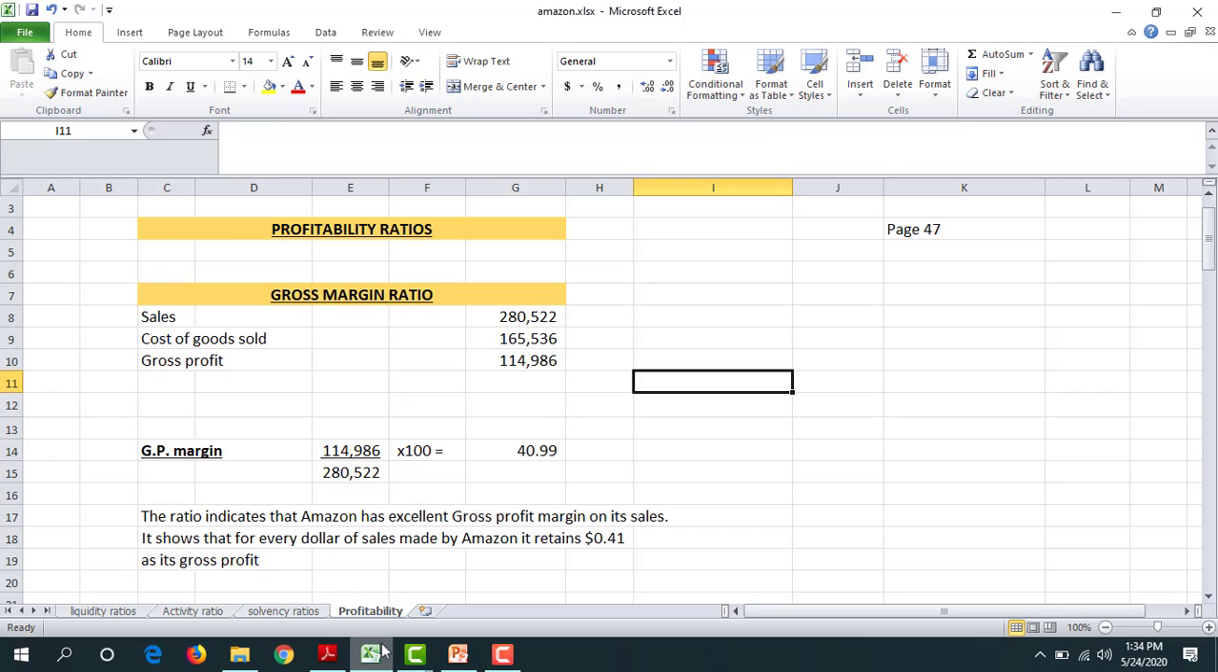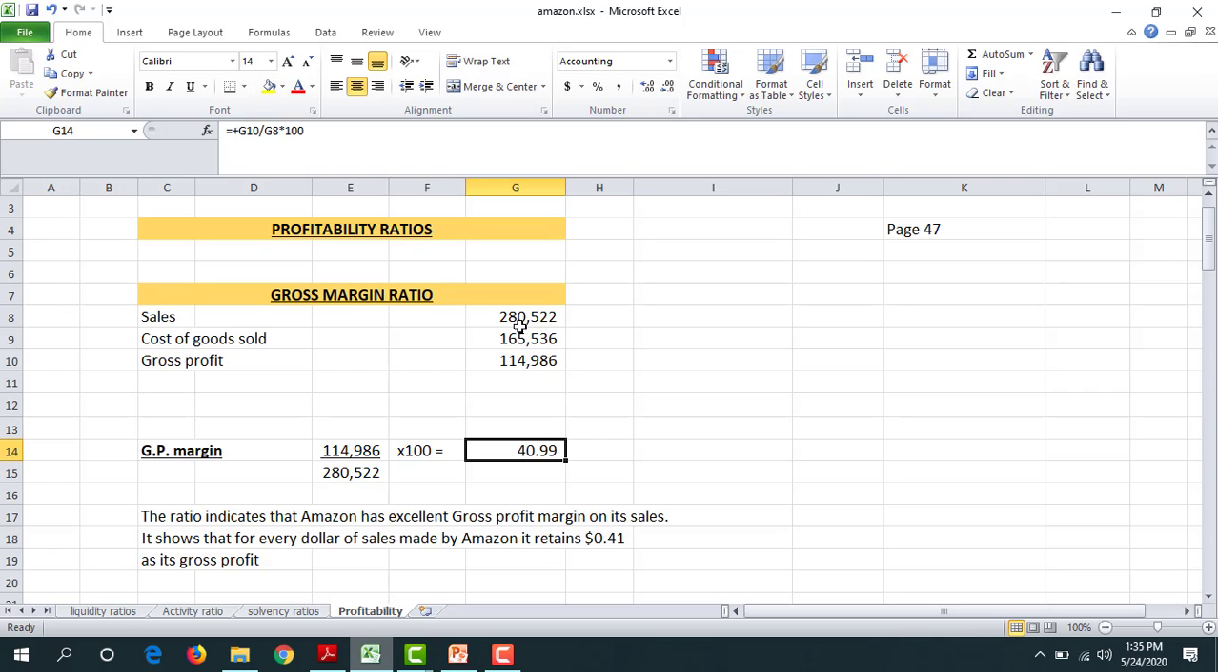Now we put this in an Excel sheet, and accordingly, when we deduct cost of goods sold from sales, we get the GP or the gross profit to be $114.986 billion. The GP margin will be calculated by taking the gross profit and dividing it by the total sales, and accordingly we get the GP margin of around 41%.